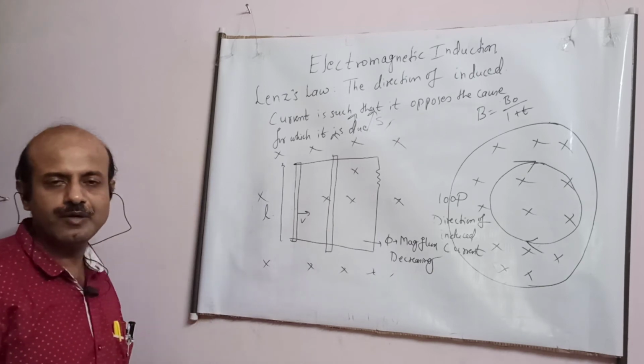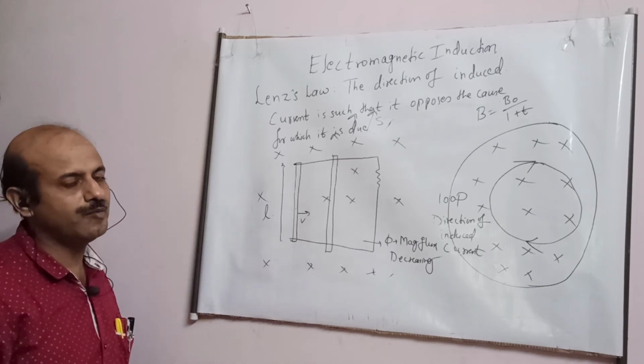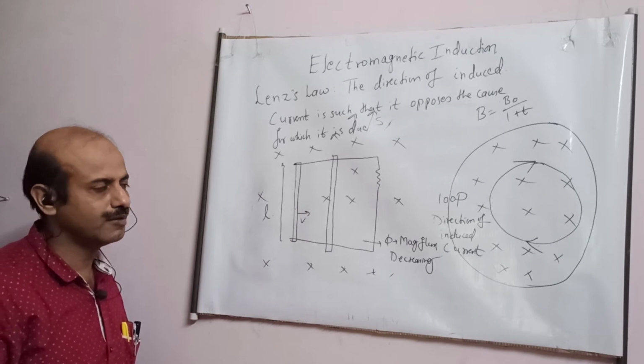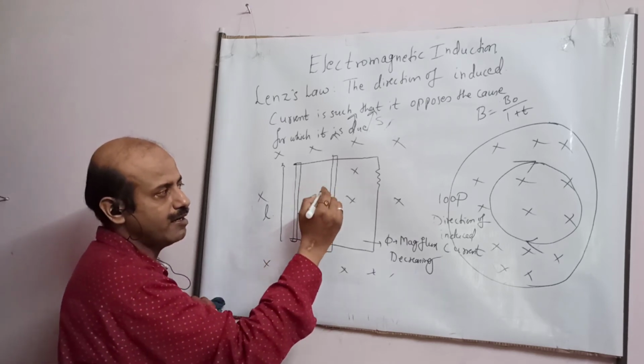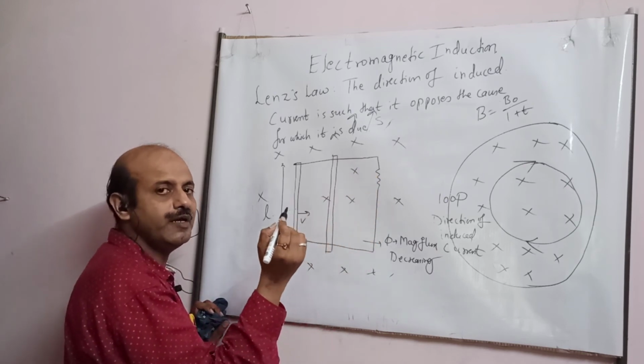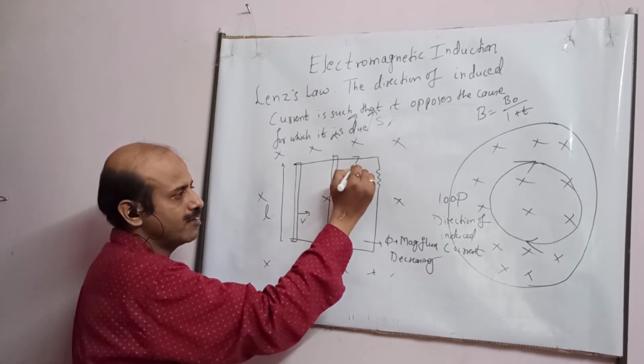And to decrease, how will it oppose, student? It will produce the field in the same direction as before. This means the field is inside. So here the current should also flow in that way, that the magnetic field direction should be inside, and this is the direction of current.